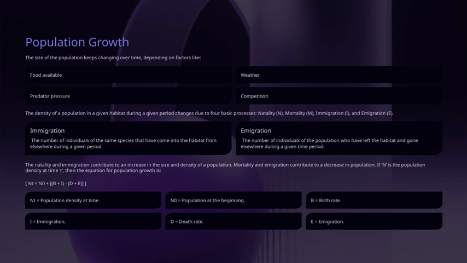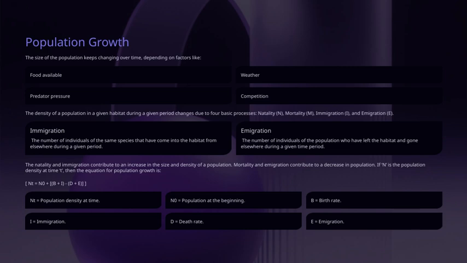When more individuals are born and immigrate into the habitat, the population tends to grow. On the other hand, higher death rates and emigration lead to a decline. The equation N_t equals N_0 plus the sum of B and I minus D and E helps us quantify this change mathematically. Here, N_0 is the initial population at the start, and N_t is the population at a later time.